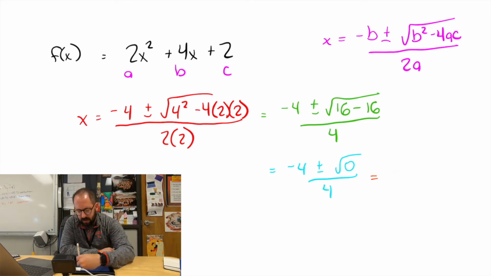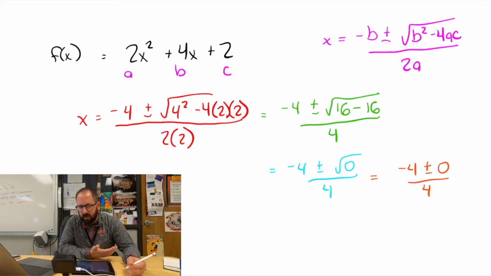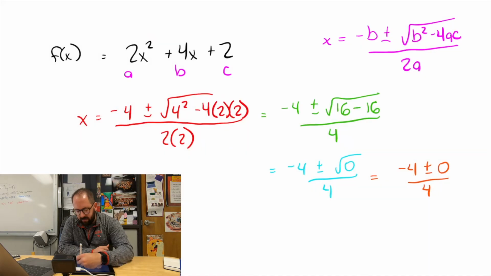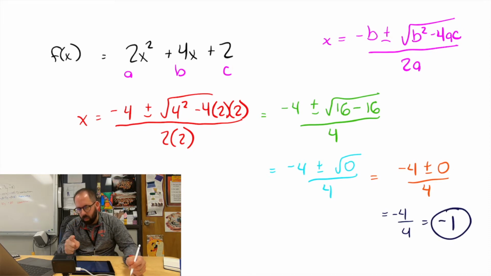It's going to turn out to be -4 plus or minus 0 all over 4. Well, I don't need to have the 0 there. If you add 0 to anything, or subtract 0 from anything, it's just the number. So my answer ends up being -4 divided by 4. And -4 divided by 4 is just -1. There's one root. And so your Google form question of the day is, what are the potential roots for this quadratic? That's your answer. -1.